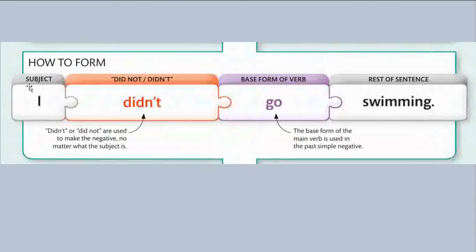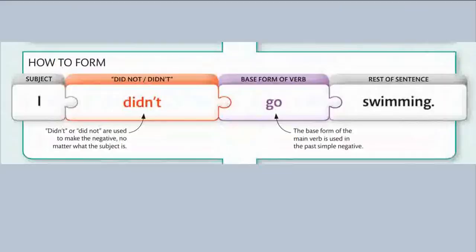Let us look at the table. We have the subject, then we have the did not or the didn't contracted form, then we have the base form of the verb, and then we have the rest of the sentence. Now when we construct, the word didn't is inserted between the subject and the verb to form the negative. Didn't or did not are used to make the negative no matter what is the subject. So the same did not or didn't is used. And go is in the base form. The base form of the main verb is used in the past simple to form the negative sentence. And the remaining sentence remains the same. I didn't go swimming.